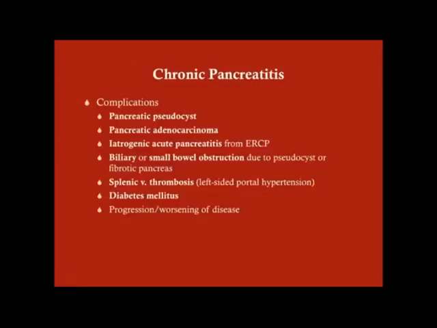So the complications of chronic pancreatitis include pancreatic pseudocyst, which would present as upper abdominal fullness or discomfort, not though the severe pain that we see with pancreatitis. Pancreatic adenocarcinoma, iatrogenic acute pancreatitis, if they're getting that ERCP at the end, which they should be, you can cause acute pancreatitis from that. Biliary or small bowel obstruction, that can be either due to a pseudocyst or it can be due to the chronically inflamed fibrotic pancreas.